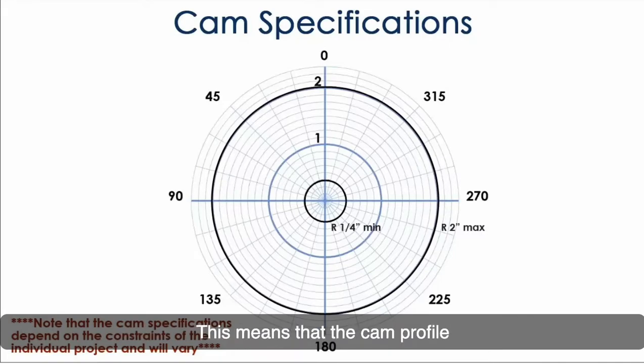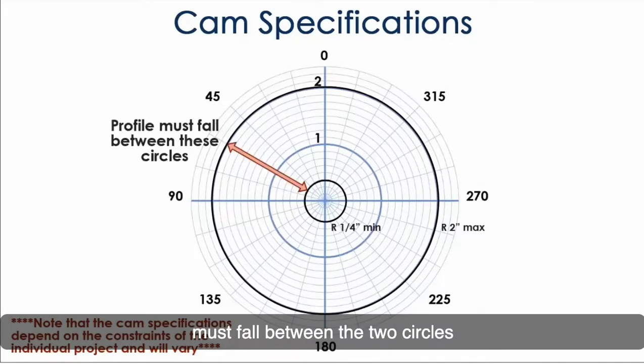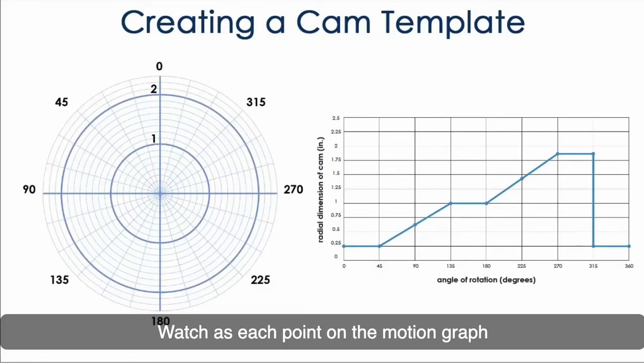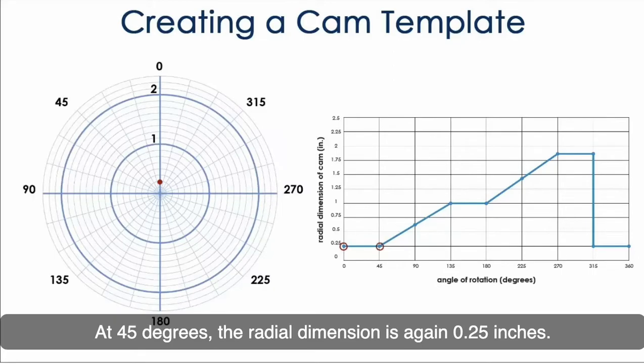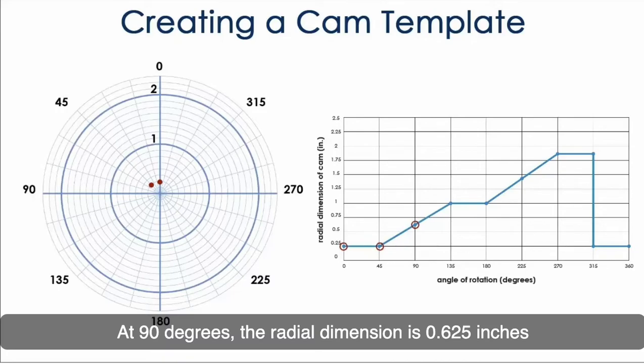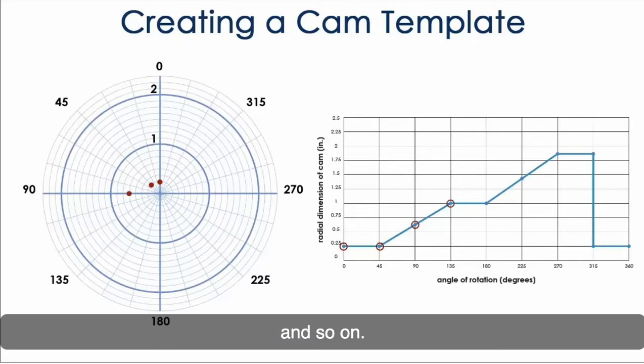This means that the cam profile must fall between the two circles representing the minimum radial dimension and the maximum radial dimension. Watch as each point on the motion graph is translated to the polar grid. At 0 degrees, the cam radial dimension is 0.25 inches. At 45 degrees, the radial dimension is again 0.25 inches. At 90 degrees, the radial dimension is 0.625 inches, and so on.